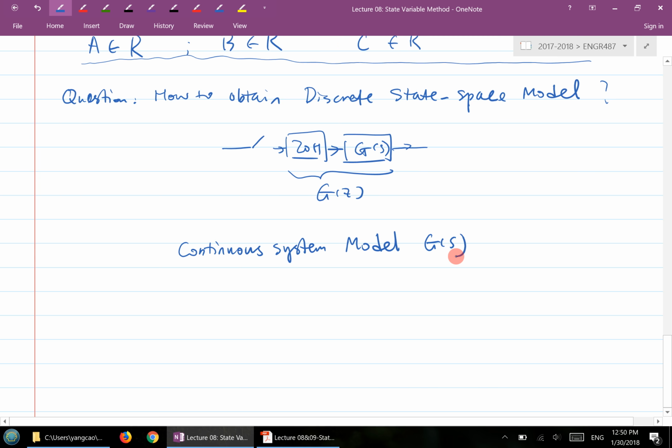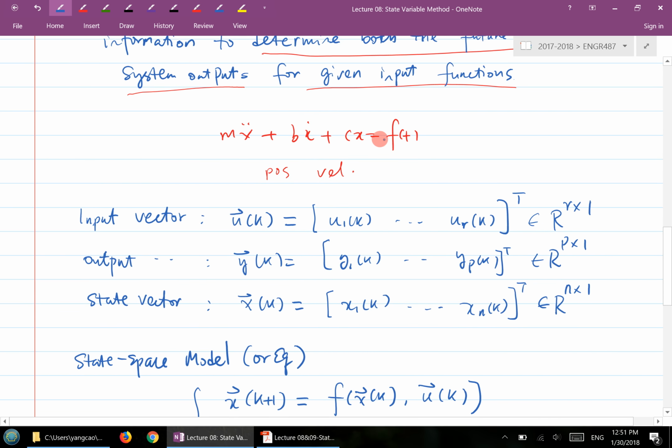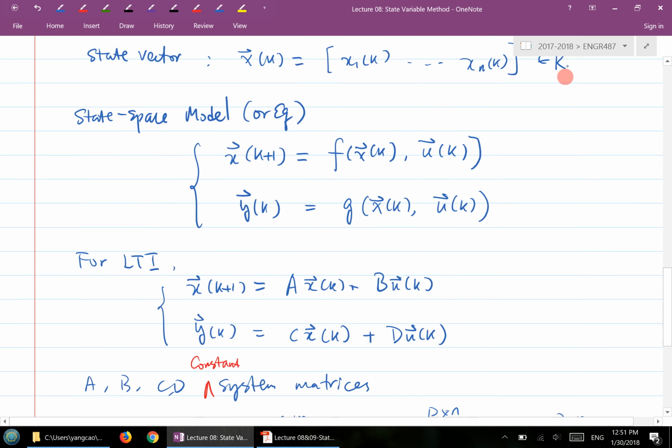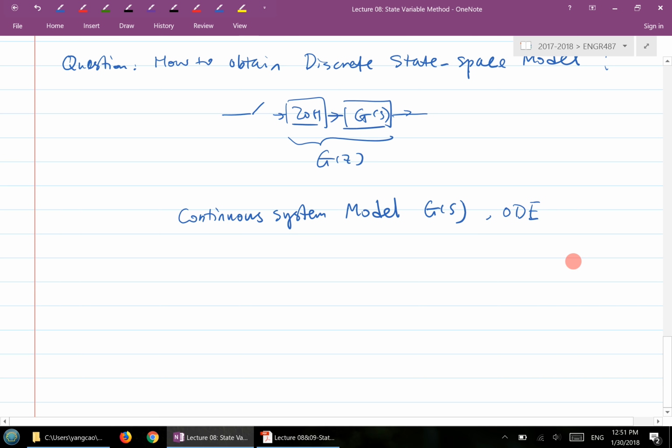Okay. So here's your continuous system model G of S, right? And then its continuous state model, maybe it's described by an ordinary differential equation, like the mass spring damper over here. So this is an ordinary differential equation, right? Now we're trying to design a digital controller for this, and of course there should be a zero order hold. And the point here is, how do I obtain this discrete state space model for this portion, the block here?